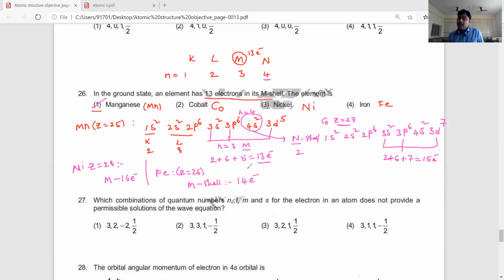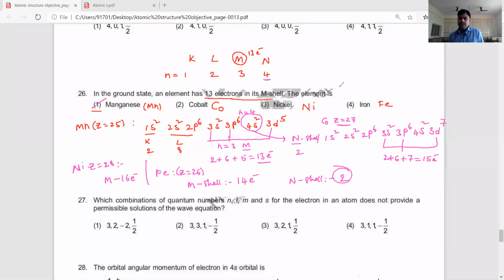Sometimes it is not only the M shell. In the given options, manganese, cobalt, nickel and iron, how many electrons are present in the N shell? These all have 4s2, which means all contain 2 electrons in the N shell. Manganese N shell contains 2 electrons only. Cobalt contains 2 electrons only. Nickel contains 2 electrons in the N shell only. Iron also contains 2 electrons in the N shell.